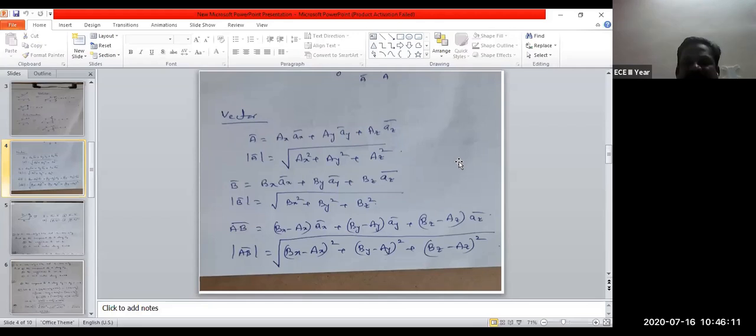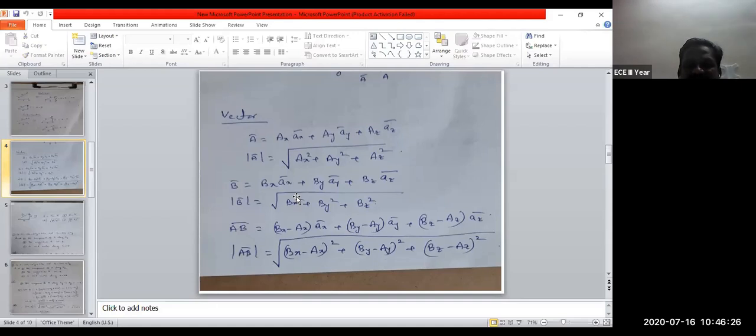Then what is the value of AB bar? End point minus starting point, a single vector. So BX minus AX into AX bar plus BY minus AY into AY bar plus BZ minus AZ into AZ bar. So how do you get the magnitude of AB bar?